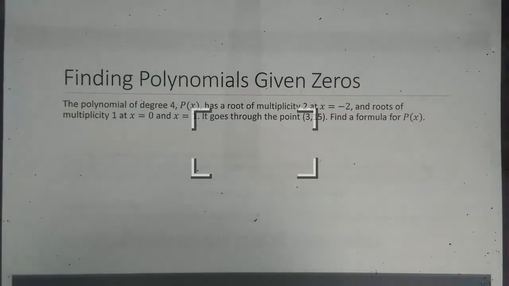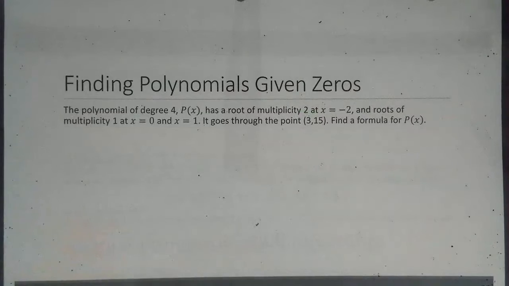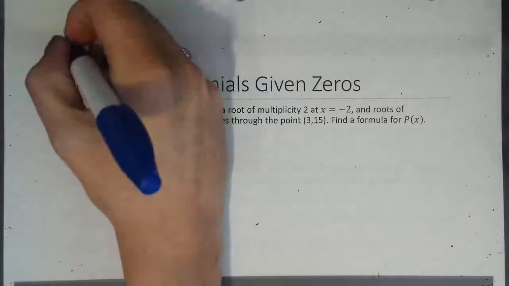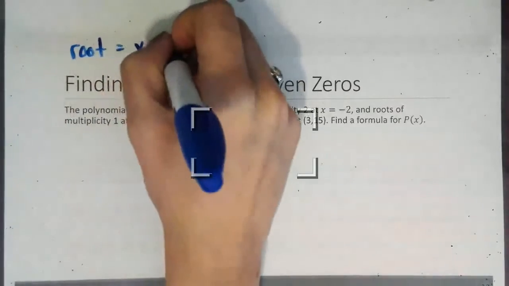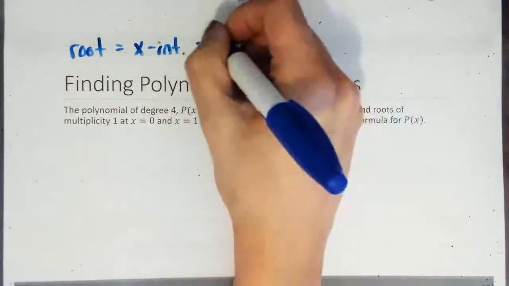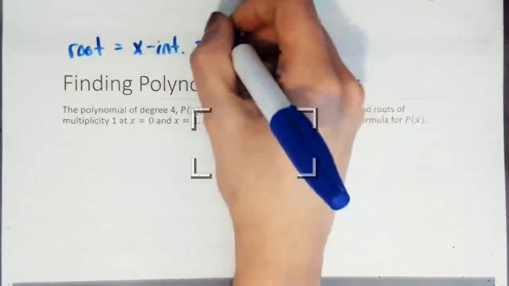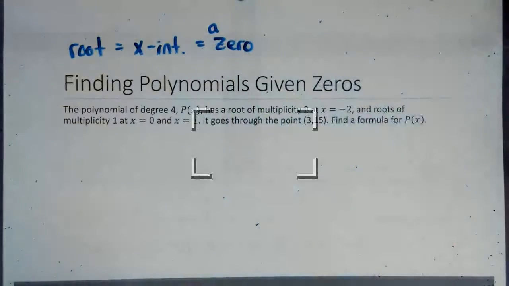So it says the polynomial of degree 4, p of x, has a root. I should point out, because we've used a bunch of different words now, root means the same thing as x-intercept, which means the same thing as a 0. Not the number 0, but a 0.